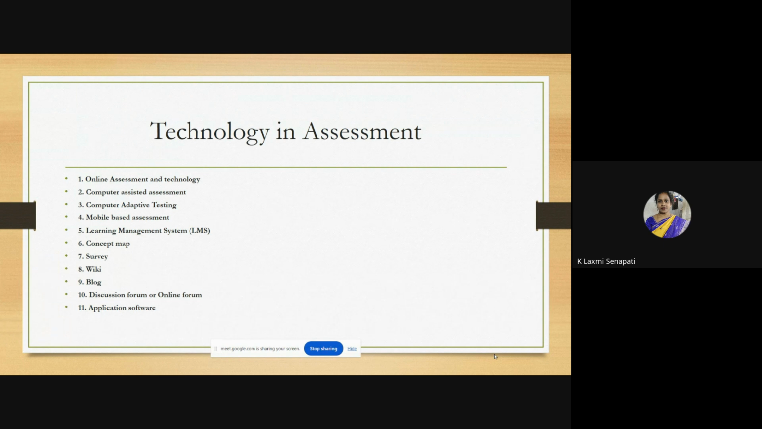How will we assess ourselves with the help of the computer? With the help of the technology we can assess. Computer adaptive testing: how the computers will help us in adapting the testing process, meaning they will frame the objectives, and according to what we are going to measure, we can get different types and a variety of questions from the computer also.